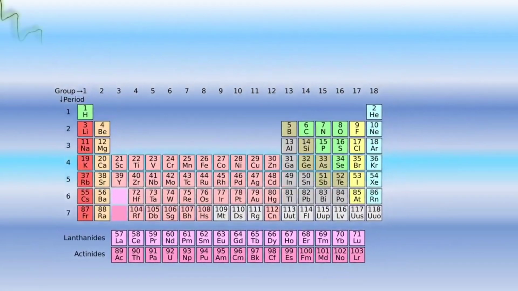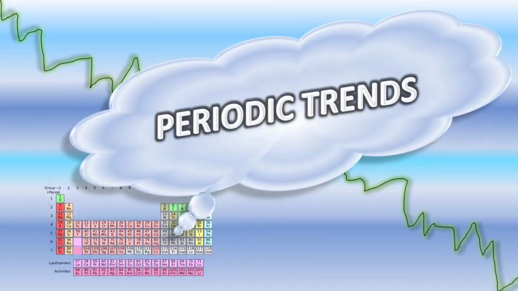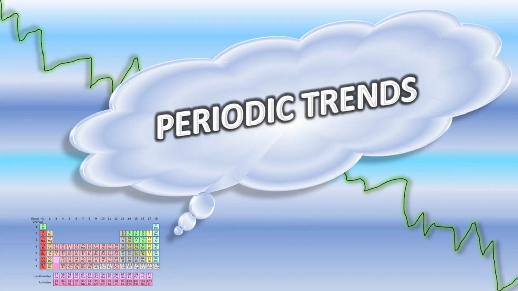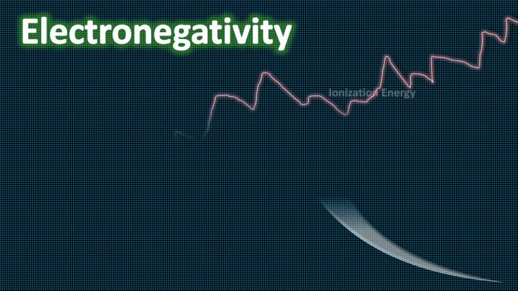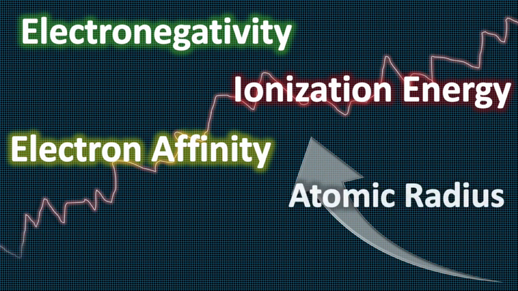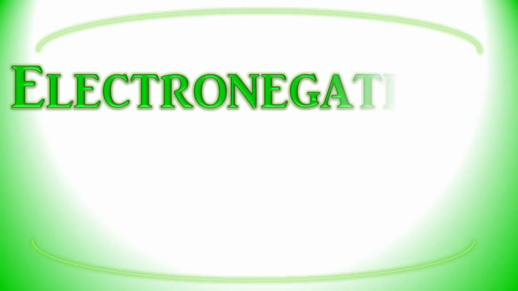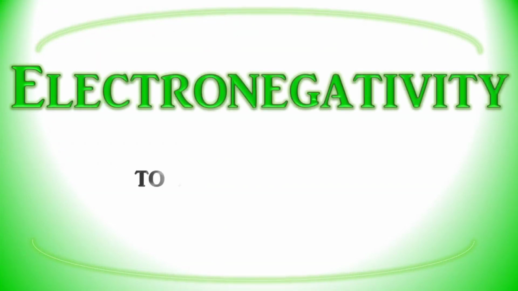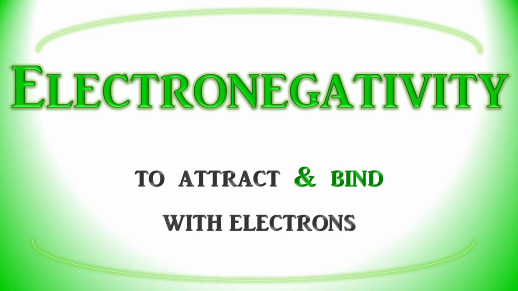Not only that, the properties are periodic, but these properties follow what? Trends. So let's look at 5 major properties and the trends they follow. There are 5 major properties that follow these repeated patterns. They are electronegativity, ionization energy, electron affinity, atomic radius, and metallic character.